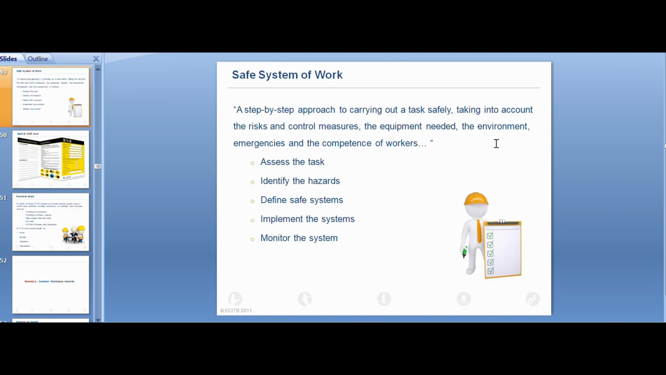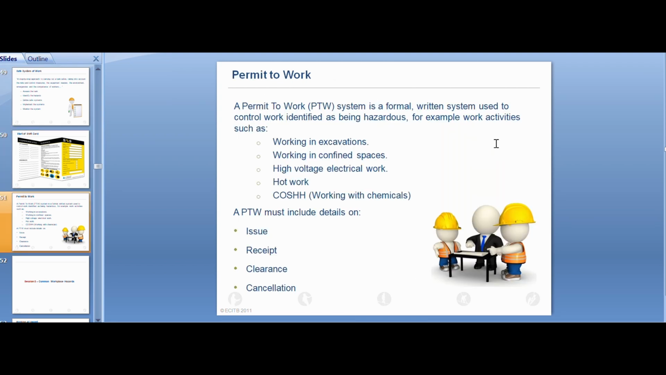Safe system of work is a step-by-step approach to carrying out the task safely, taking into account the risk and control measures, the equipment needed, the environmental emergencies, and the competency of the workers. Assess the task, identify the hazard, define the safe system, implement the system, monitor the system. So all these things are considered a safe system of work. Permit to work is also a safe system of work.